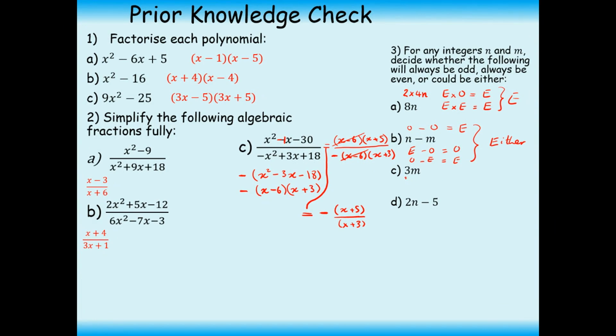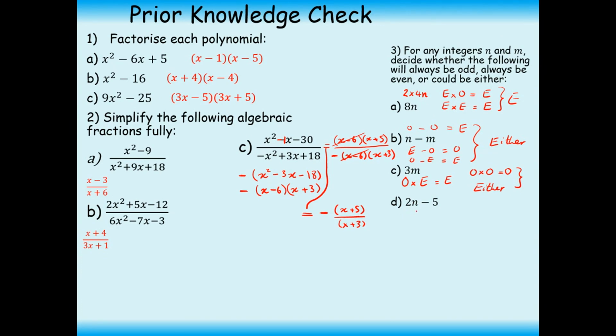For part C, 3 is an odd number, and if you take an odd number and multiply it by an even number, you end up with an even number. What if we multiply 3, which is odd, with another odd number? You end up with an odd number. So in this case, we end up with either. The final answer could be either odd or even. So we move on to part D.